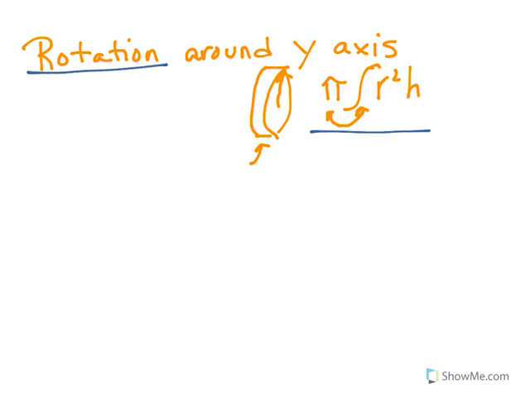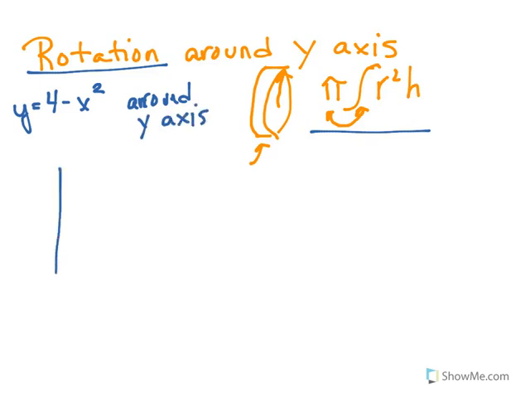So the curve we're going to rotate is the curve y equals 4 minus x squared. And we're going to rotate that around the y-axis. So if I were to graph that, I know what that looks like. It looks like half a parabola, because that's what it is. And we're looking at what's in the first quadrant, so it starts at 0.